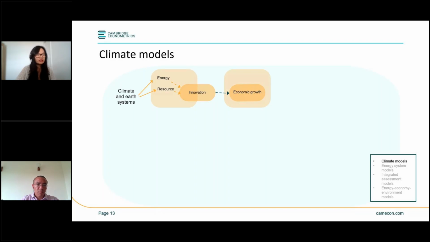Here we're introducing some dashed lines, as you can see, to signal that a relationship is represented to some extent in each model type, either by proxy, scenario interventions, or by linking with other types of models. And this is different from the solid lines, which signal that a relationship is fully represented within the model.